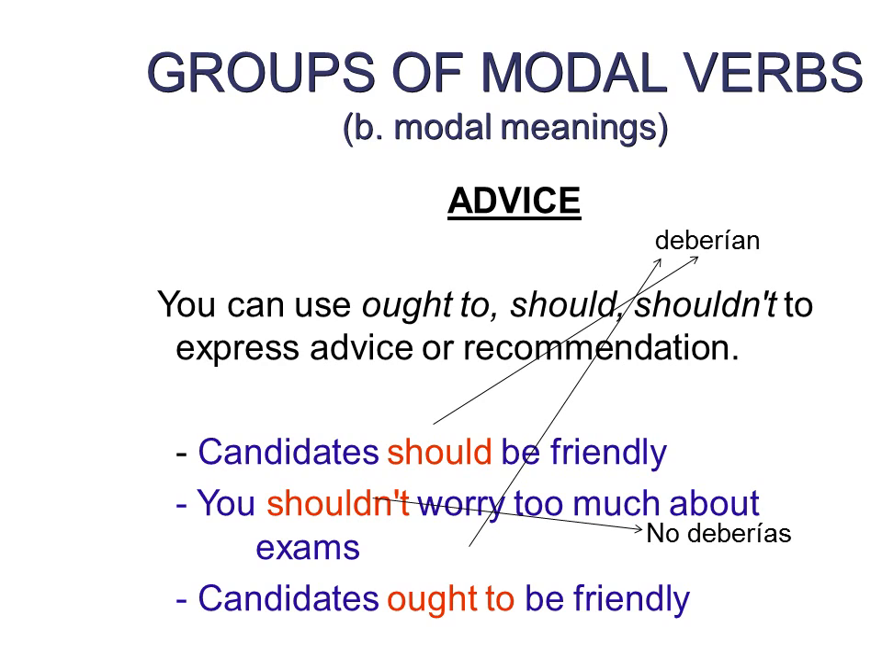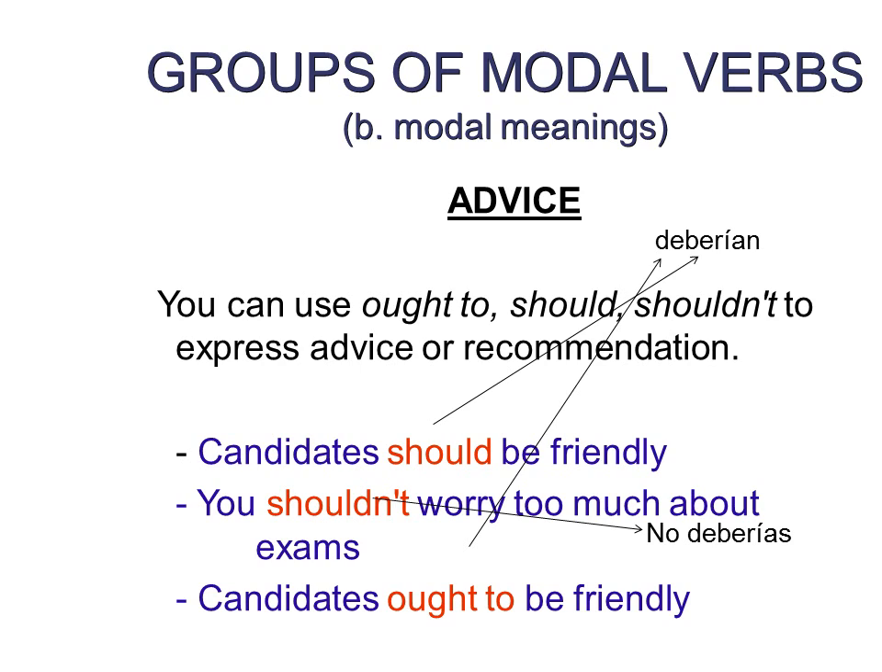Advice: we can use ought to or should and shouldn't to express advice or recommendation. Should is a modal verb. Candidates should be friendly. I should be friendly. You should be friendly. He should be friendly. You shouldn't worry too much about exams. However, should has no past, as it's a modal. We can use it in the future. You shouldn't worry too much about exams next year, for example. You shouldn't worry about exams next month. We can use the time phrase to put it in the future.